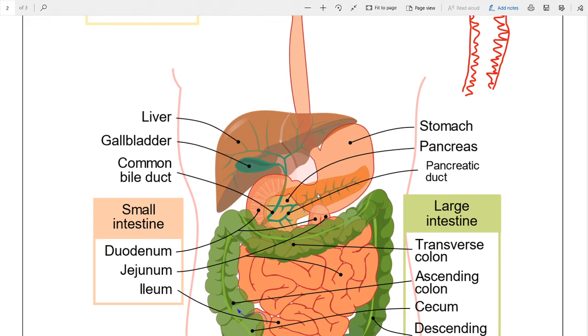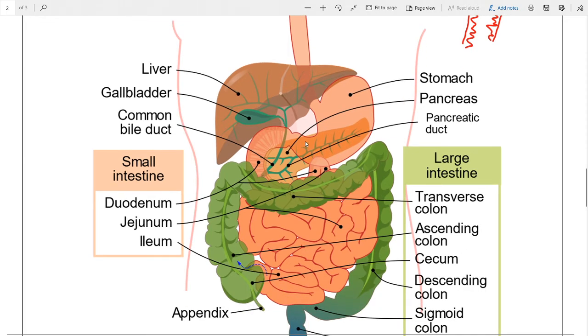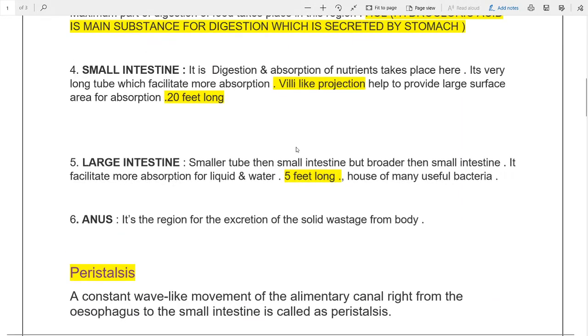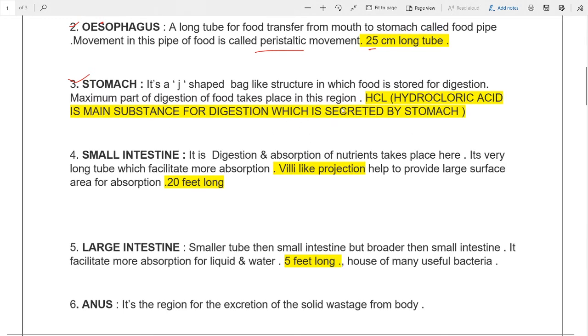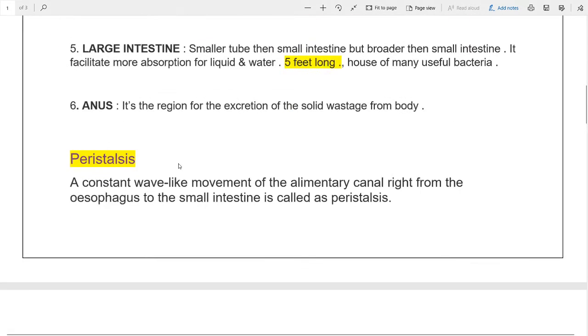So many of the types of bacteria get killed in this HCl solution. Then the next structure after the stomach, as you can see, this is very important. HCl, hydrochloric acid, is the main substance for the digestion which is secreted by the stomach. Next is the small intestine. What is the small intestine? It is a digestion and absorption of nutrients takes place here.